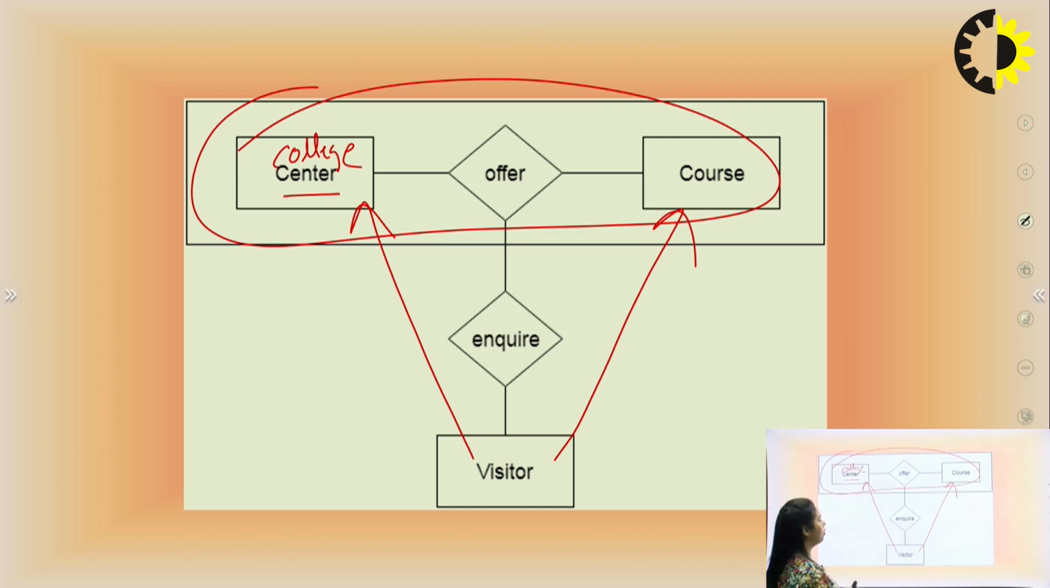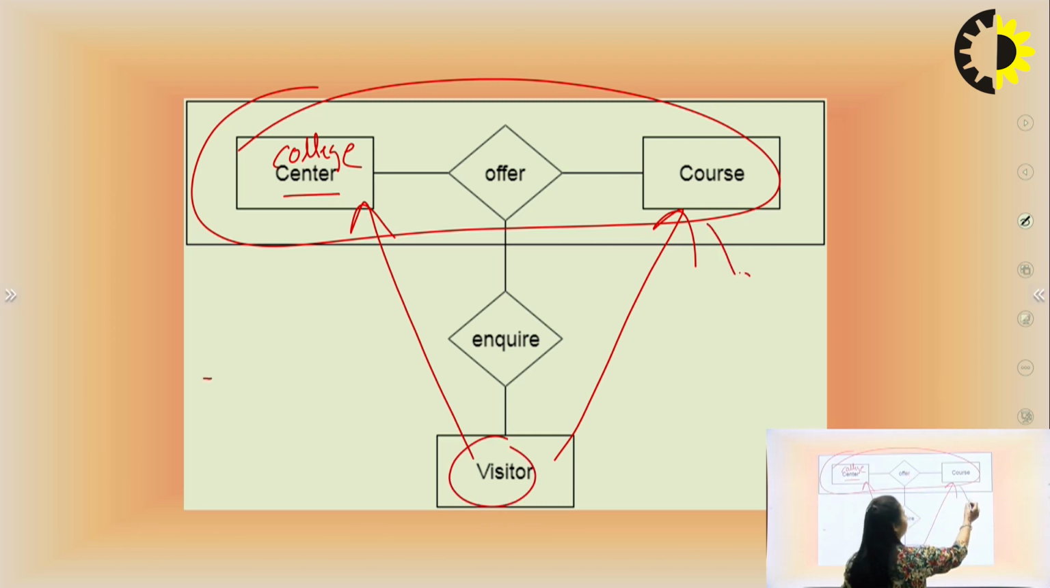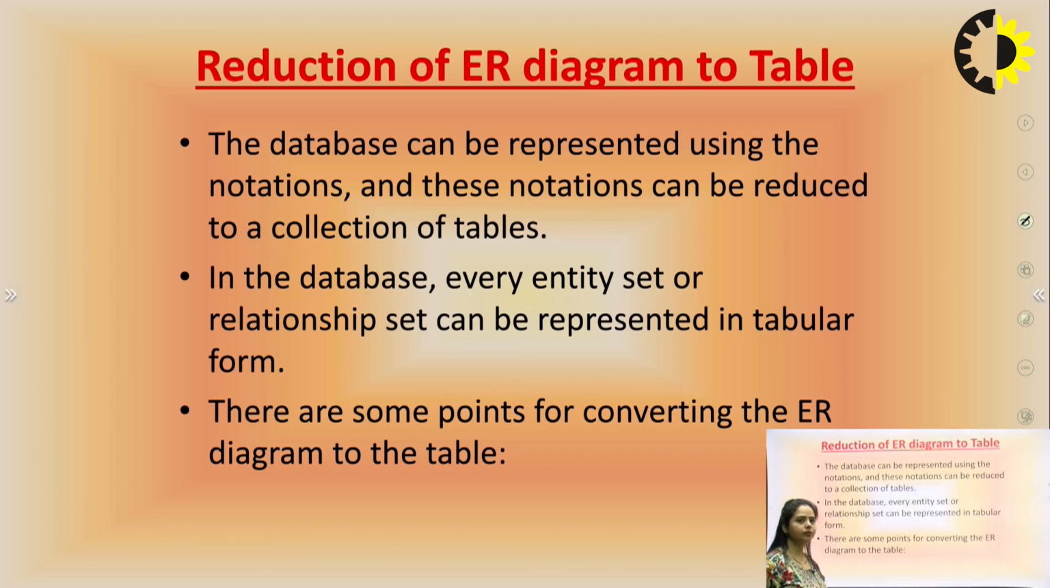So instead of having two relationships, visitor and college, and visitor and courses, we have only a single relationship with the visitor, and this whole relationship works as a single entity for the visitor to minimize the complexity. So the visitor inquires about all these relationships. This concept is known as aggregation.